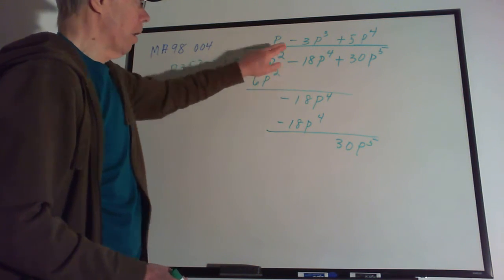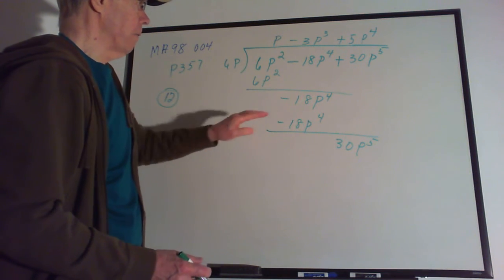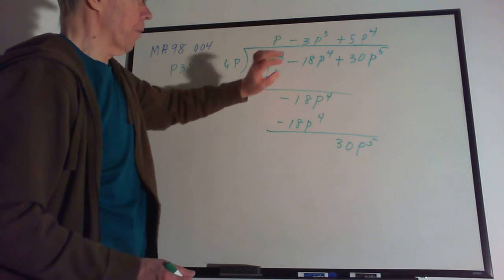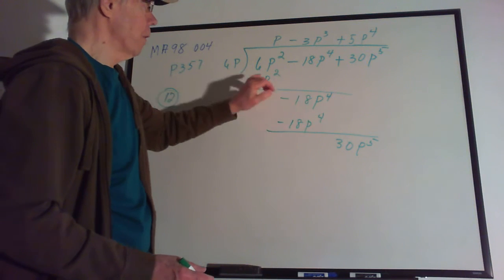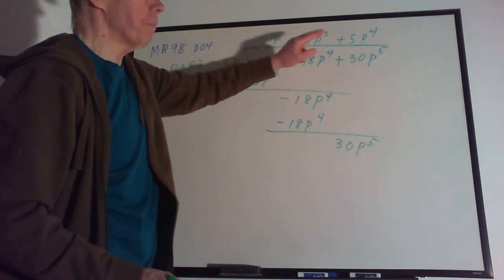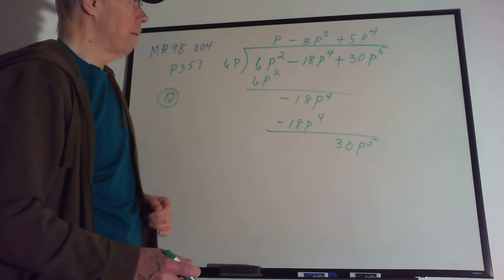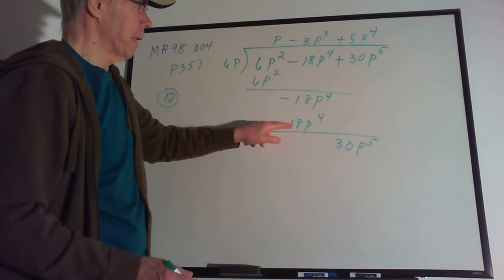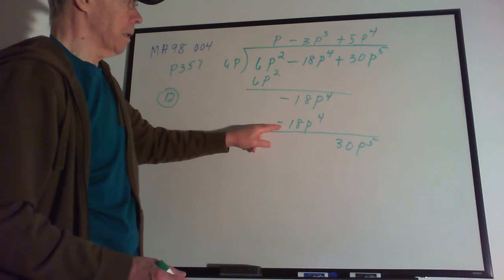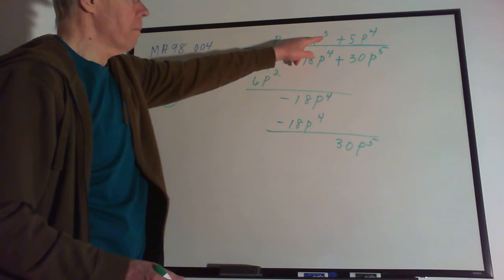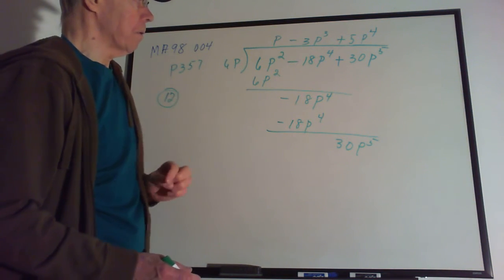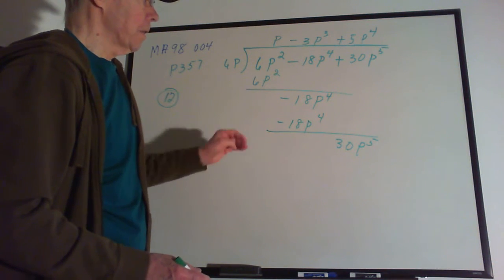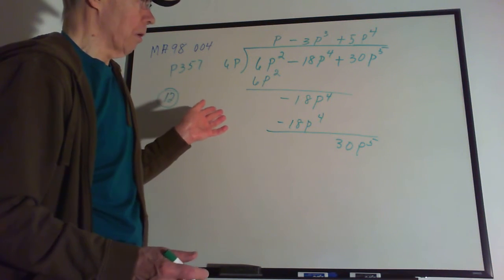Negative divided by a positive is going to give me a negative. 18 divided by 6 is going to give me a 3. P to the fourth divided by p is going to give me a p cubed. So 3 times 6 gives me my 18. Negative times a positive is a negative. P to the third times p is p to the fourth. Subtract them, I end up with 0.